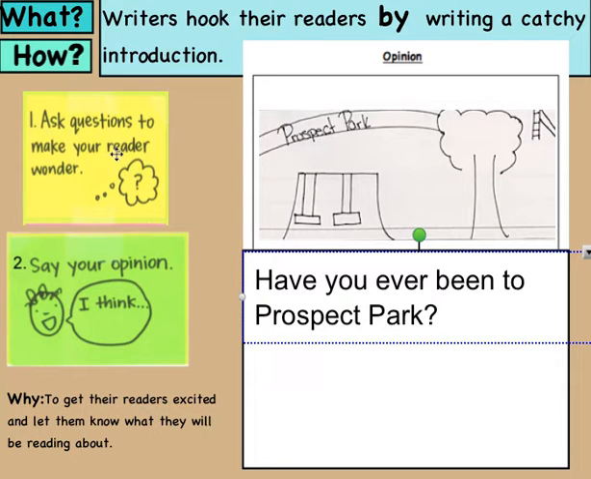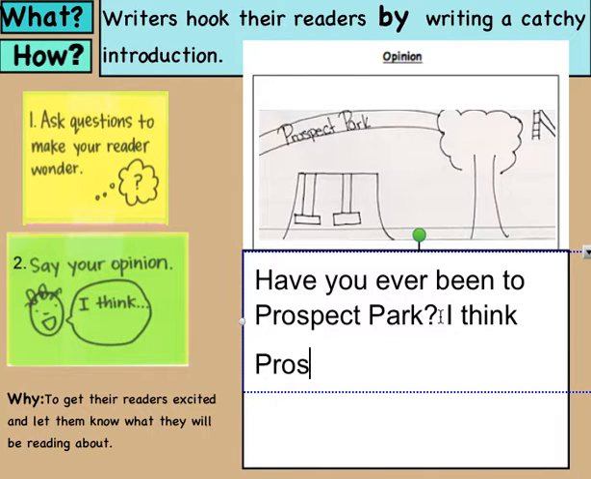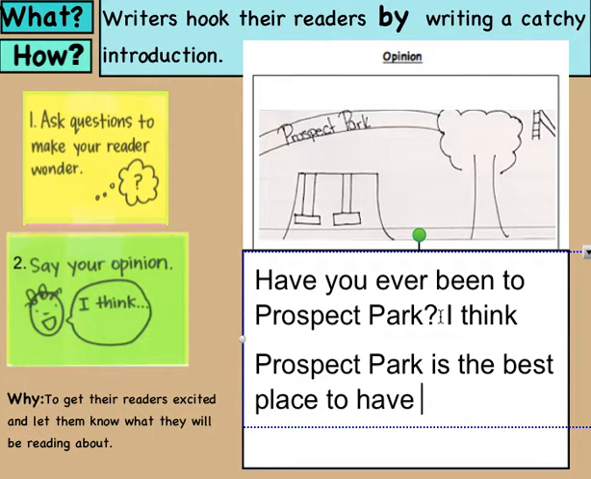Did you see how the first thing I thought was about a question to make my readers wonder? Great. Now the next thing I have to do is state my opinion. So what was my opinion again from yesterday? Oh yeah, I think Prospect Park is the best place to have fun. So now that I said my sentence out loud, I'm going to write it. I think Prospect Park is the best place to have fun.